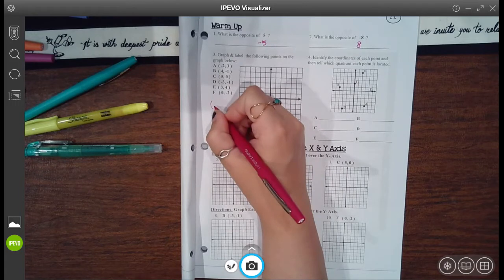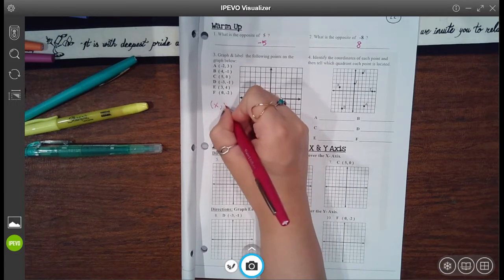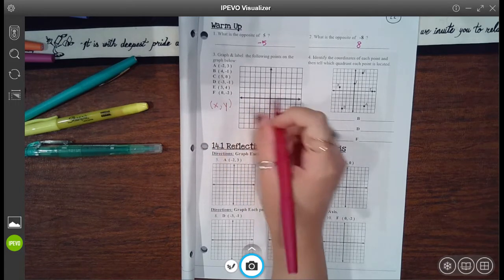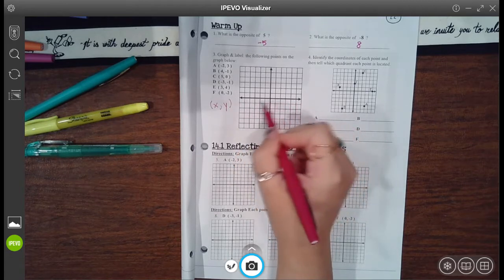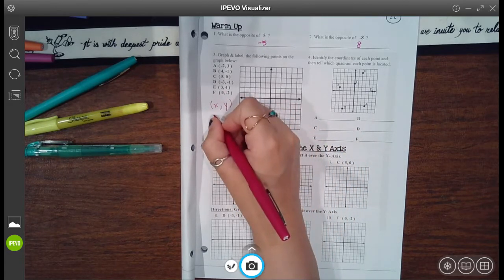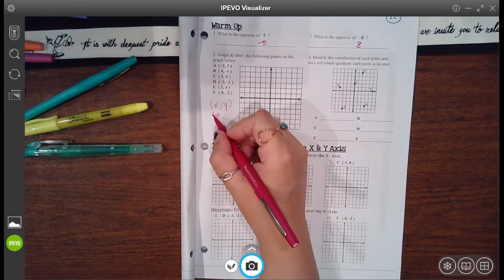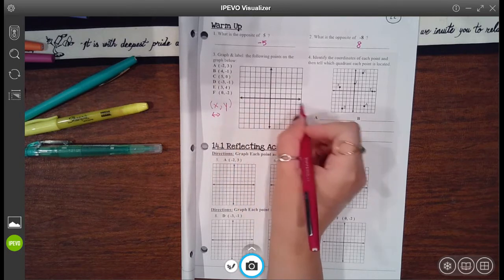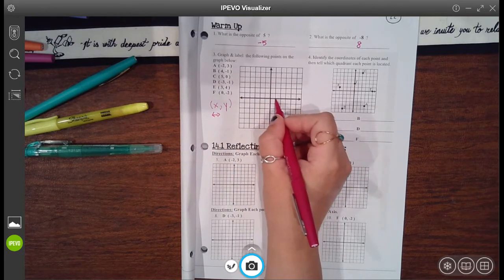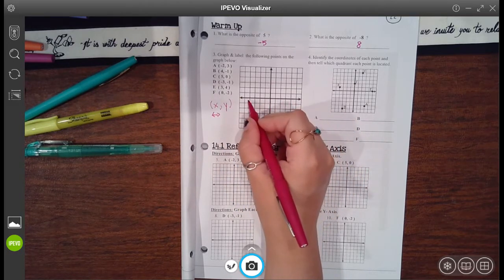Remember that first number is the x value and the second number is the y value. The x is along this horizontal axis. It tells you to move right or left. So if it's positive, you move right. If the first number is negative, you move left, kind of just like a number line. Here's 0, positives are to the right, and negatives are to the left.